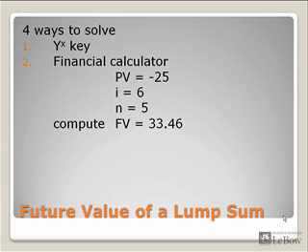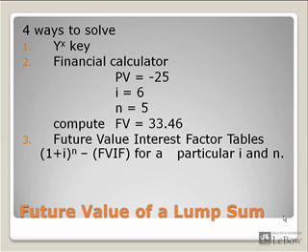Now you may ask yourself the question, why do I have a negative 25 for the present value? Our calculator needs to understand the difference between inflows and outflows. If we are to pay out $25 or deposit $25 into a bank at time 0, we would receive back, in time 5, at the end of the 5 years, $33.46.